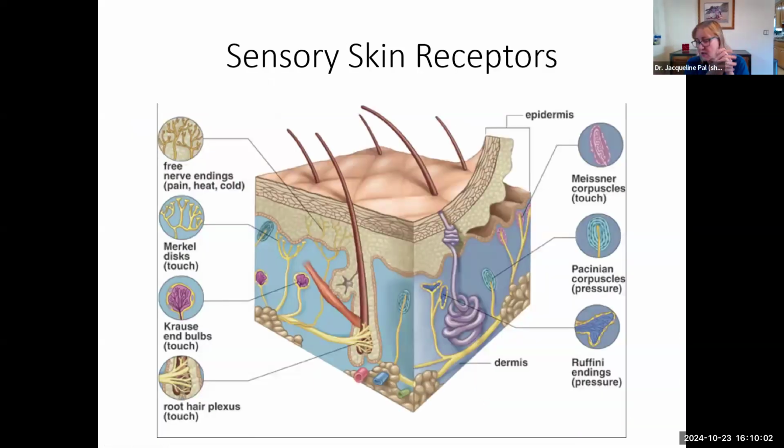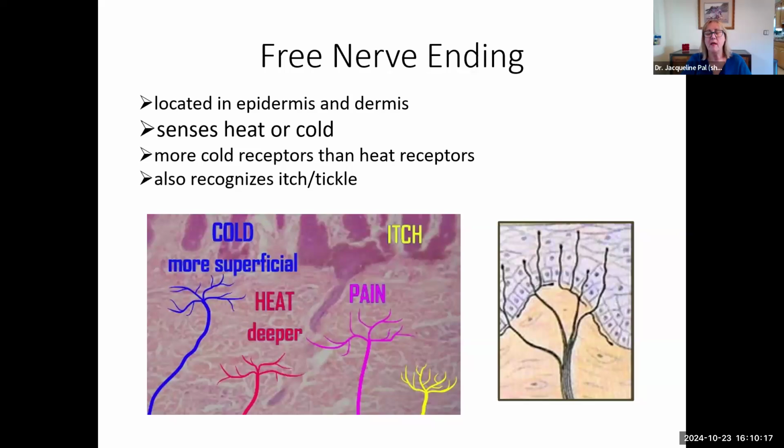Okay, moving on to other things that your body has in your skin, and those are your sensory skin receptors. So this picture shows 7 different types. We are going to talk about 6 specific types. So let me go through them one by one. The first one are free nerve endings.